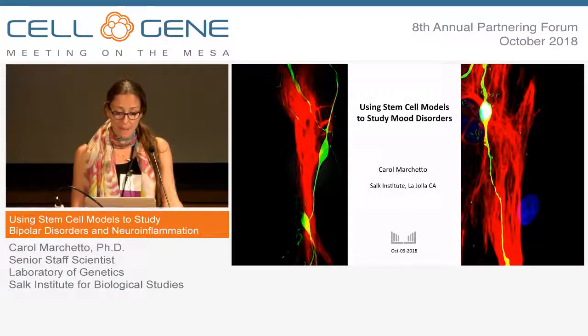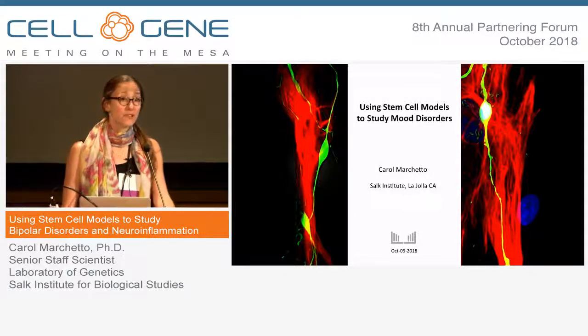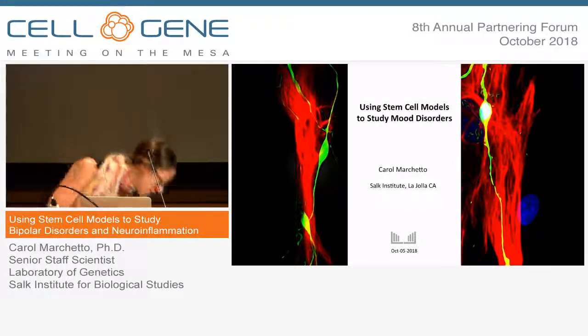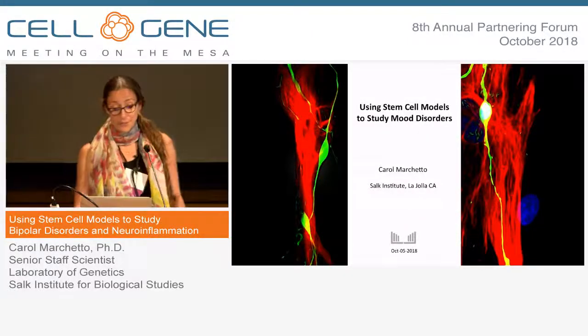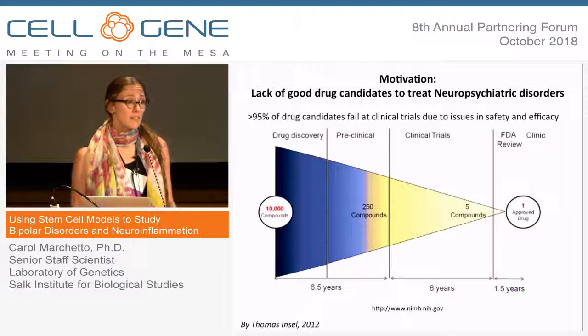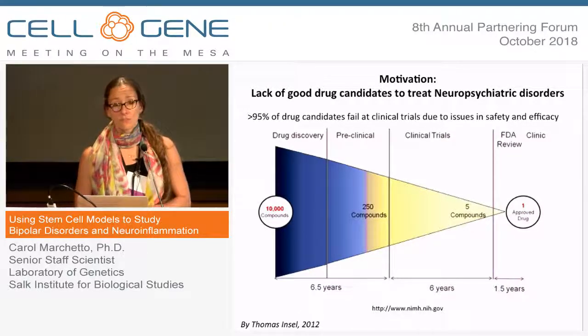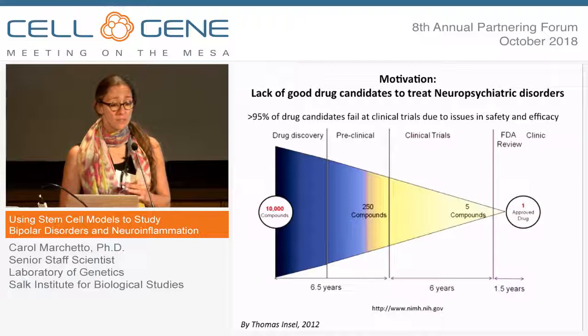I will talk about initiatives in our lab of trying to model mood disorders using stem cells from patients. The motivation for a lot of us in the disease modeling field using stem cells is a lack of good drug candidates to treat neuropsychiatric disorders.